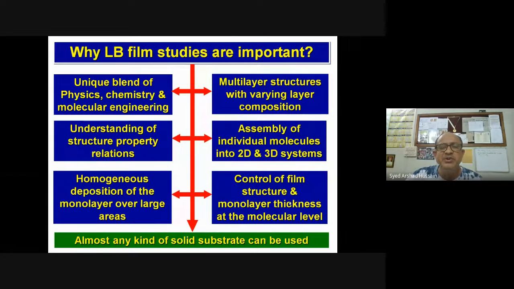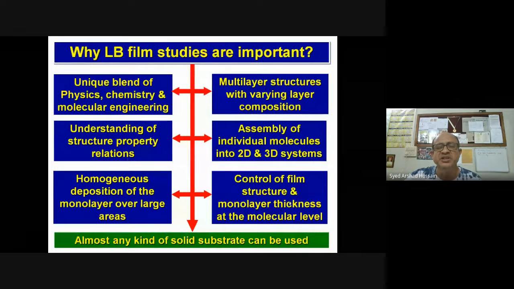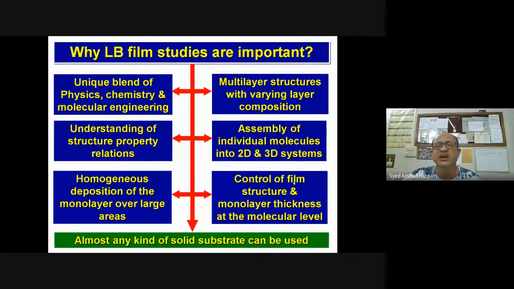And the most important thing, whenever you are preparing some thin film or organizing thin films, you have to have some kind of applications. And for applications, you have to place your material or films on a substrate so that you can handle the thing. You can apply it on a device. So this technique gives you the opportunity to organize your material onto almost any kind of solid substrate. Hardly there is any limitation. So this is very important.